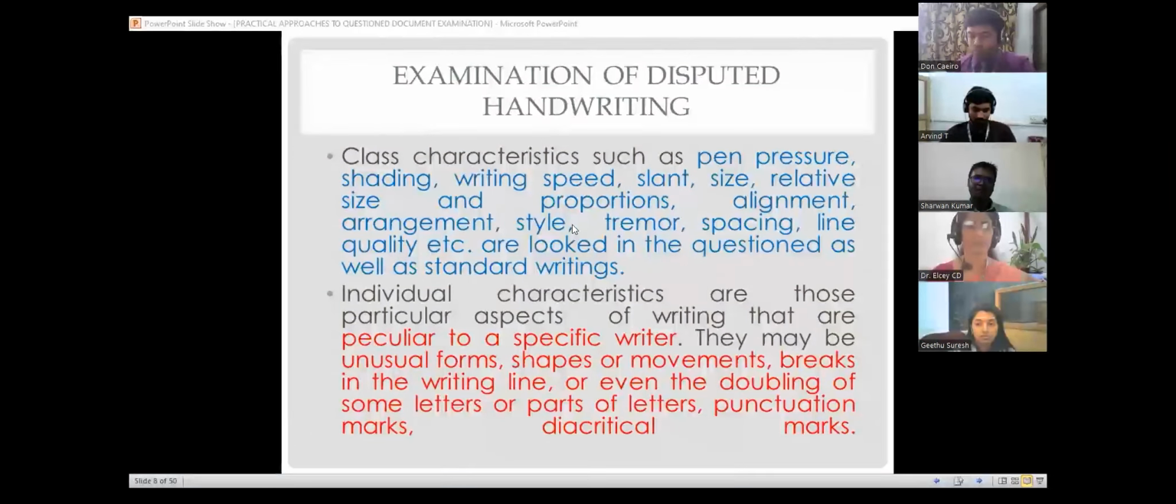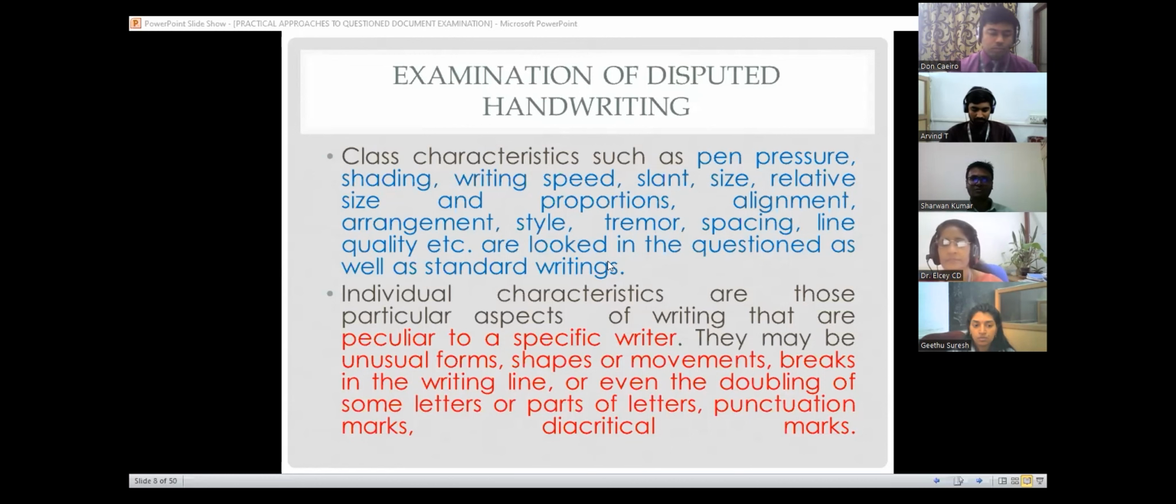In the examination of disputed handwriting, we look for class characteristics. These may be in the form of pen pressure, shading, writing speed, slant, size, relative size and proportions of the letters, alignment and arrangement of the letters, and the style of writing, whether cursive or hand printing. Then, if tremor is there in the writing, tremors are usually a characteristic of the writing of older persons, whose muscles are unable to support the writing instrument, whether pencil or pen. The hand muscles become so feeble that they are unable to support the writing instrument, so tremor is introduced in the handwriting. That is a very interesting area in the examination of handwriting.